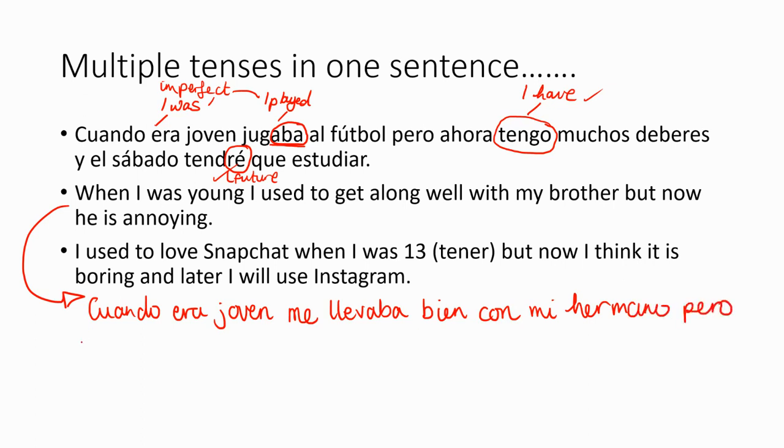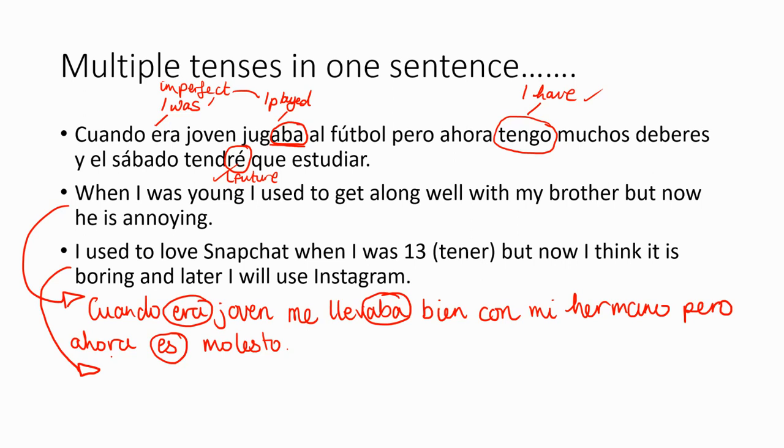Pero, so but, ahora, now, he is annoying. Es molesto. Okay, so era is our imperfect. Llevaba is an imperfect. Now he is. Okay, so we've got two imperfects and a present in that one. Okay, I like the next one again because this one has two tenses, but the last one again has three, like the first sentence. Okay, pause it now if you want to have a go before I go through it.